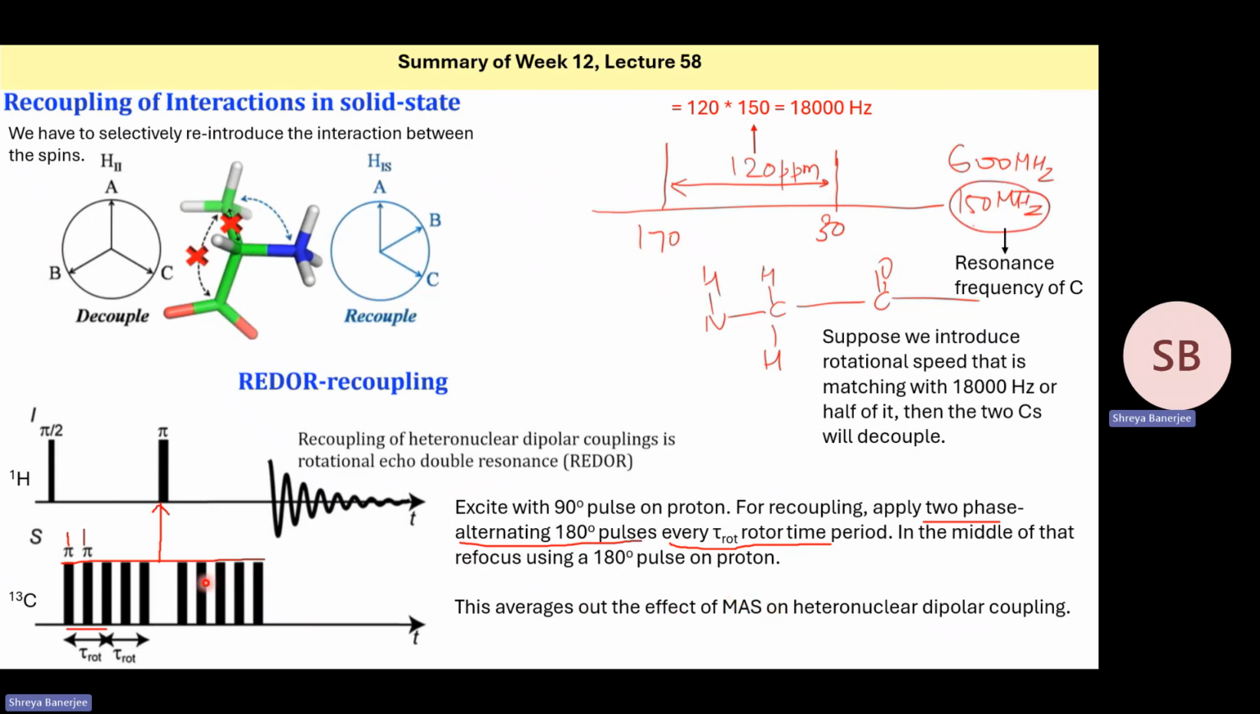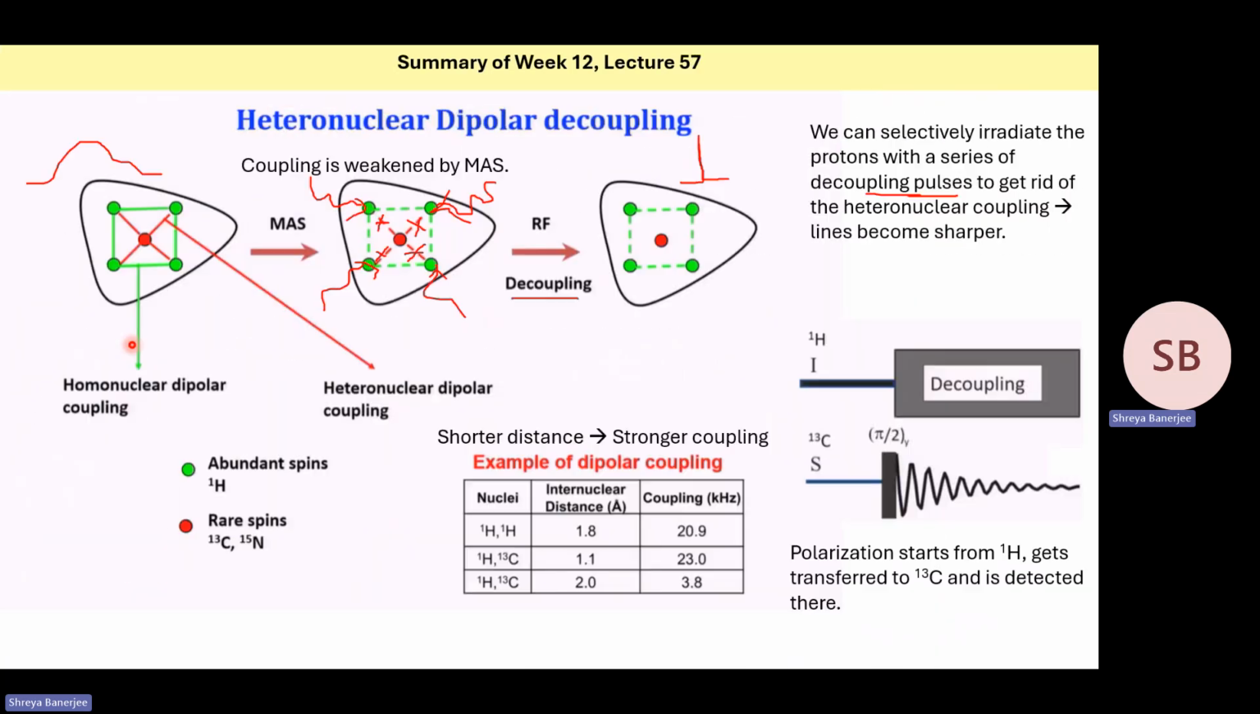We don't need to go into the details of how it does that. You just need to remember that this pulse sequence that is there, it kind of cancels out the effect of magic angle spinning, so that again you get back the original situation where you had both homonuclear and heteronuclear dipolar coupling.